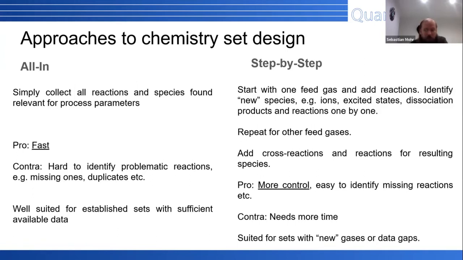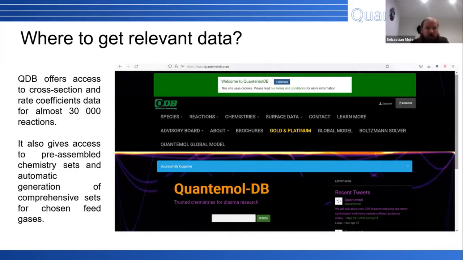Of course, another question is, where do you actually get the data? There are lots of publications about it, which are scattered all over different journals and such. One answer to this question is our very own QDB, which gives you access to cross-section and rate coefficients data for almost 30,000 plasma-relevant reactions. And it also gives you access to some pre-assembled chemistry sets and tools to automatically generate chemistry sets for specific gas mixtures and optimize them.